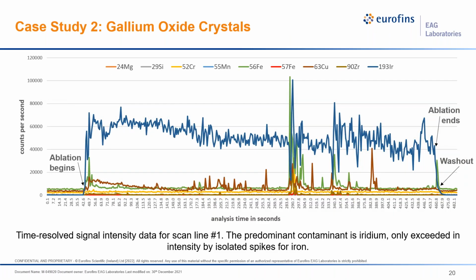So here we can see the time-resolved signal intensity data from a single scan line ablation. As indicated by the blue line, that dark blue squiggle at the top, the predominant contaminant throughout the growth axis of the crystal is the element iridium. However, iron was also found to exhibit strong signal intensity, but it's kind of hard to see it. You can see there's sort of a big green spike around 270 seconds or so, but it's obscured by iridium. So let's zoom in to see it more clearly.